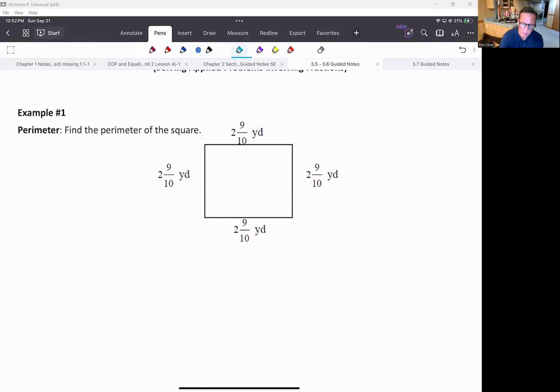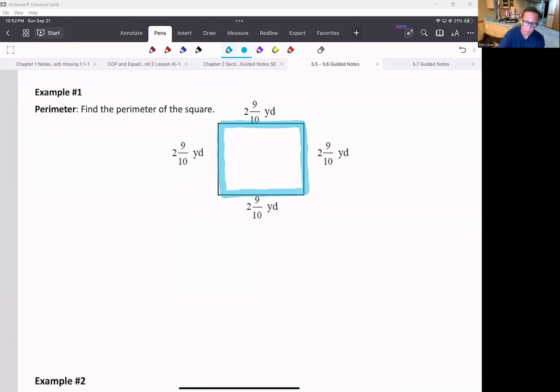Okay, so when you're finding the perimeter of something, you're finding the total distance around the shape. Okay, it has nothing to do with area. Area is length times width. Perimeter is when you add up all the sides. Okay, so that is what we're going to do.